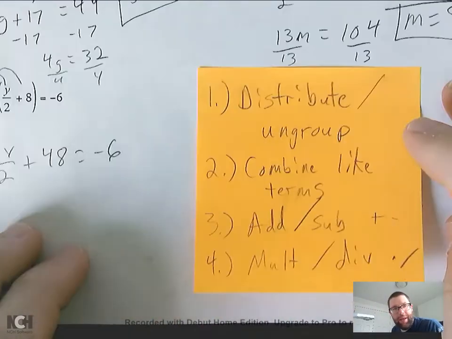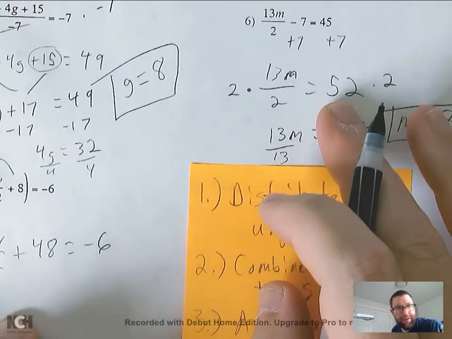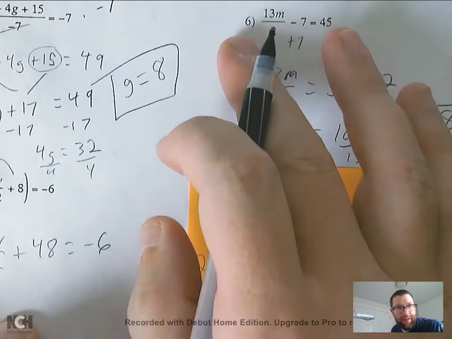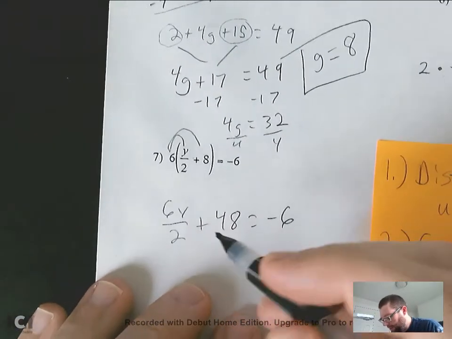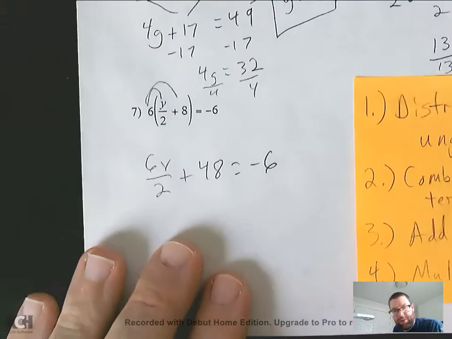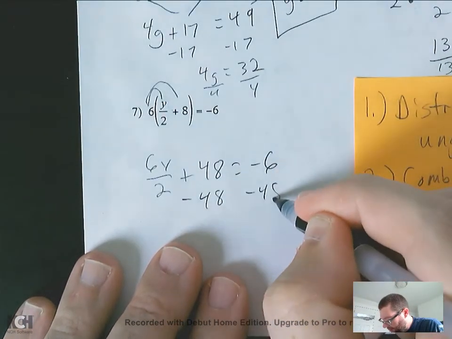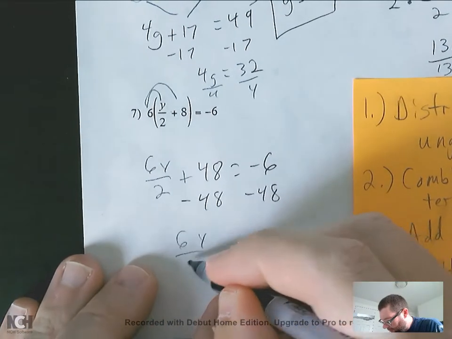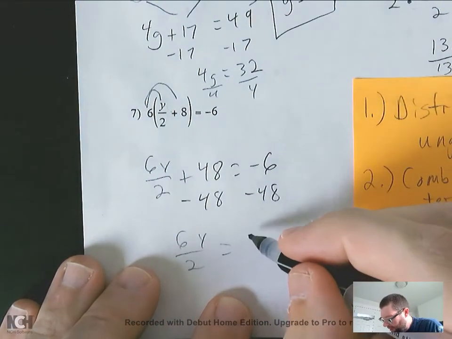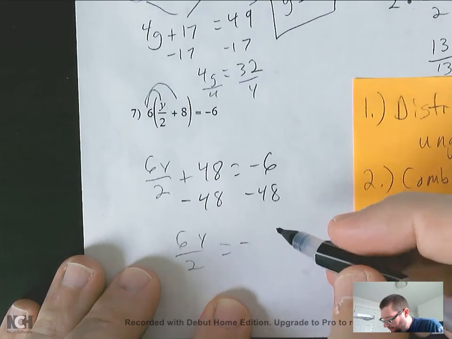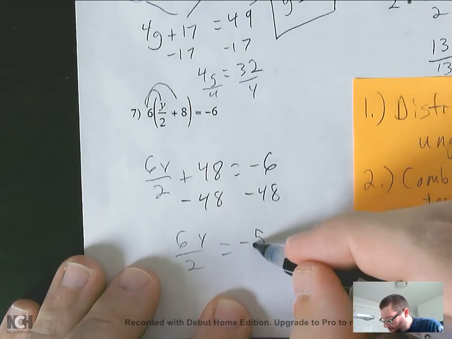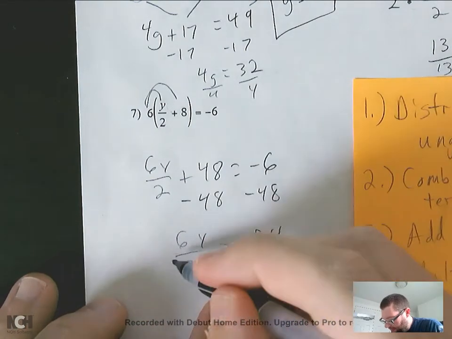Okay, then it's like the exact same problem we just did, right? You get rid of the add, subtract, then the divide, then the multiply. So we would get rid of the add, subtract, so we're going to get rid of the 48, so minus 48 to each side. That gives me 6y over 2 is equal to negative 54, and then you would times by 2.